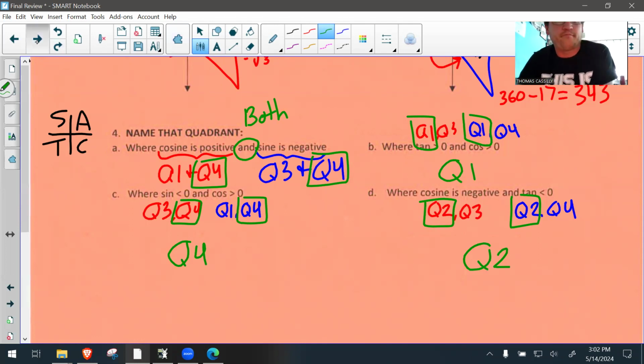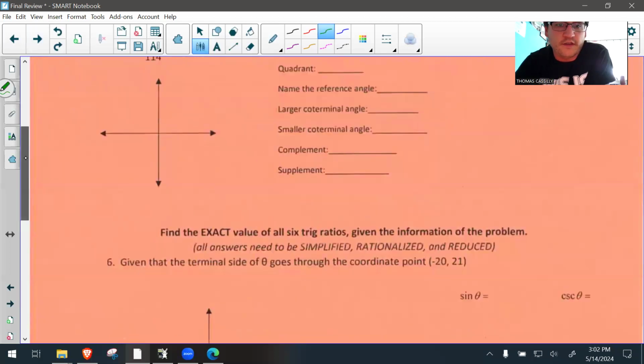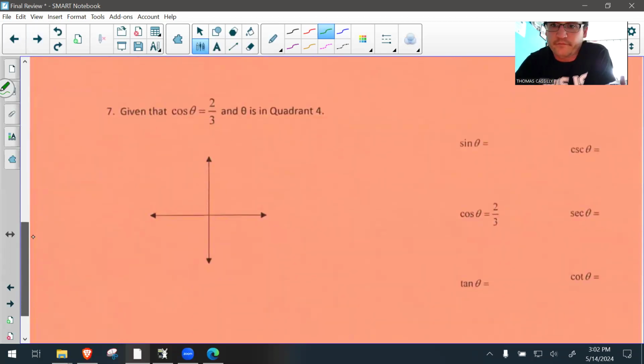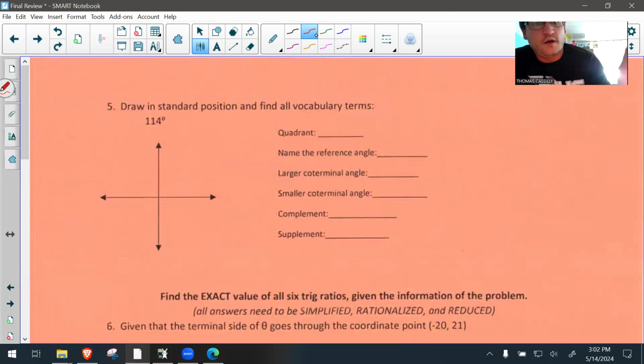Let's see here. Next page. Can I do this page quick? Draw in standard position. Yeah, why not? We're just gonna press on here. I got 15 minutes before school's over.